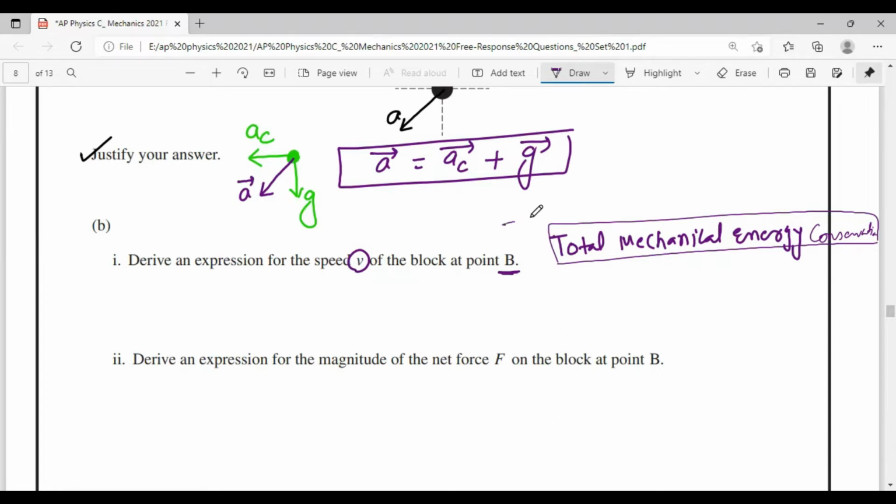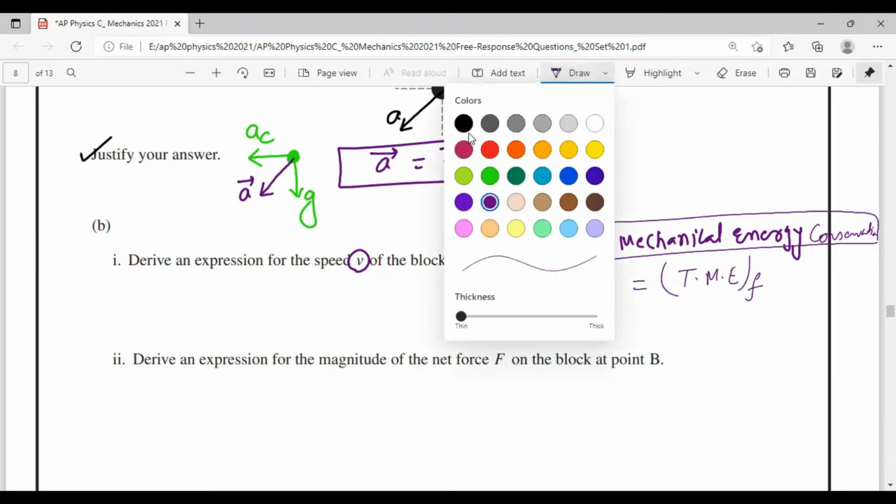So we know the conservation of total mechanical energy. The concept is total mechanical energy initially should be equal to total mechanical energy finally. But what's the condition where it is applicable? How can we find whether it is applicable or not? So there are only two conditions.